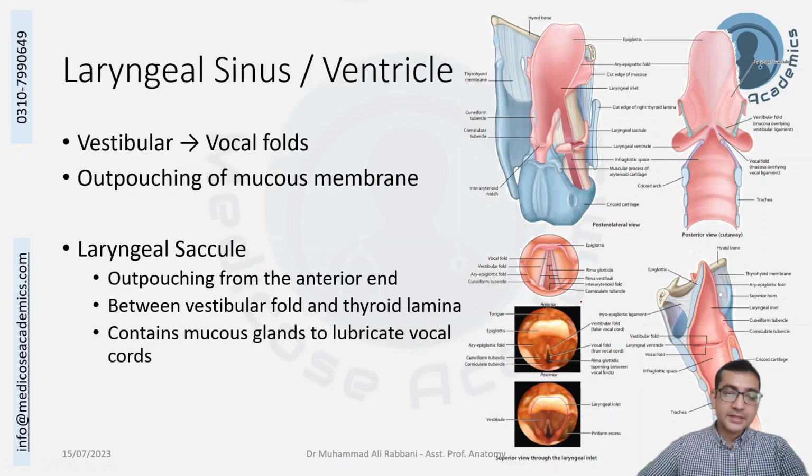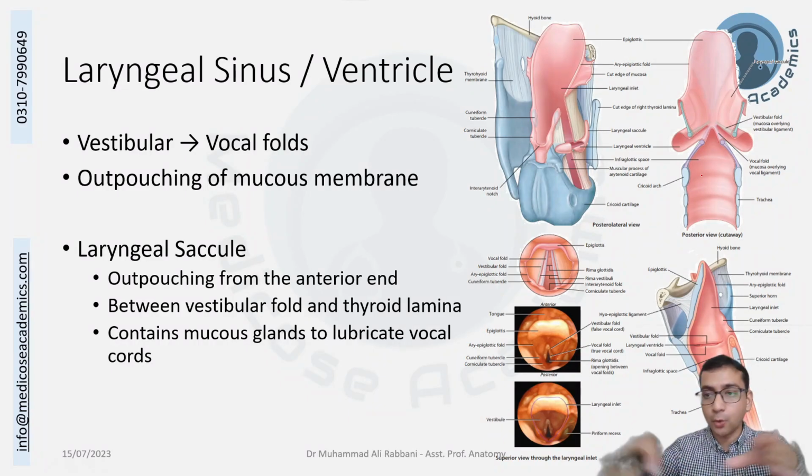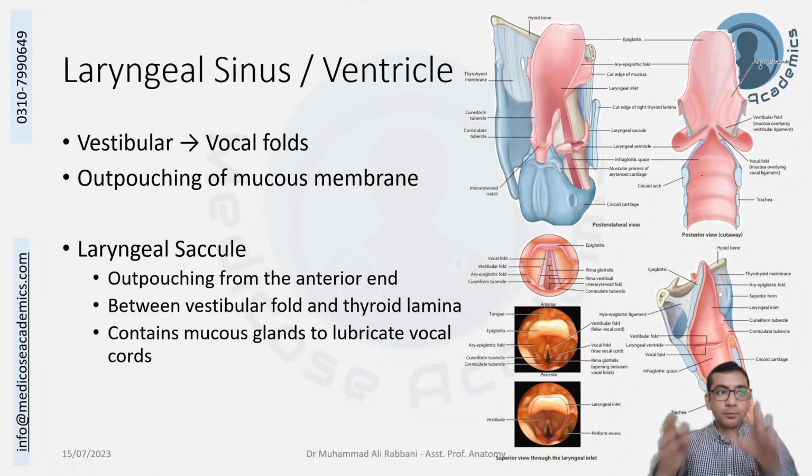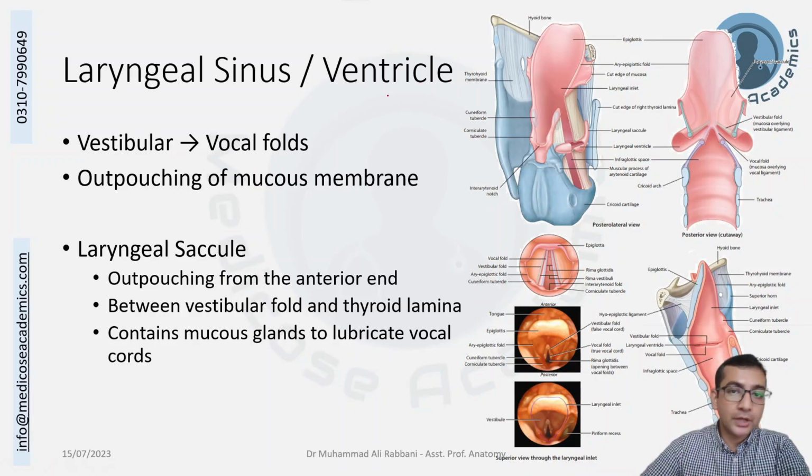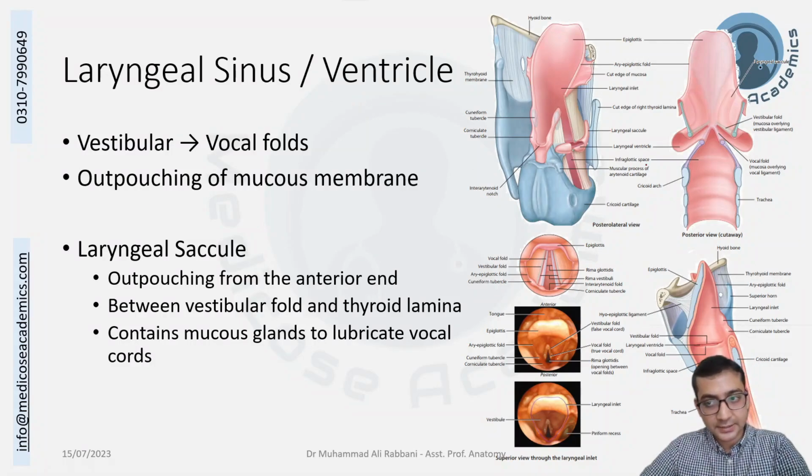Then there is the laryngeal sinus or the ventricle. There were two sets of folds, the one above being the false vocal cords and the one below being the true vocal cords. The one above was due to the quadrangular membrane, the one below is due to the cricovocal membrane, and the space that is left between them is known as the ventricle or the sinus.